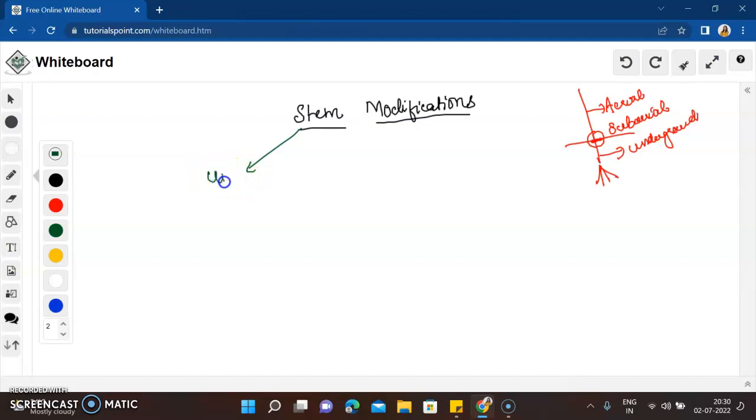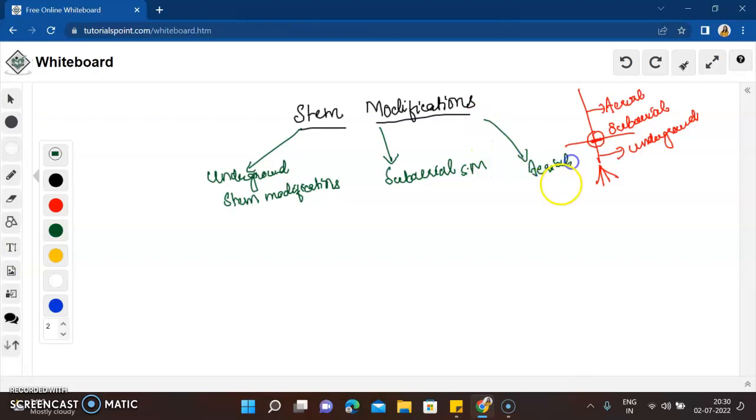So first let's look at the underground stem modifications. What are the different types of underground stem modification? Then we will see the subaerial stem modification and the aerial stem modifications, right? So let's try some easy ways to remember this so that you won't get confused during your exam, right? So the underground stem gets modified mainly for food storage.